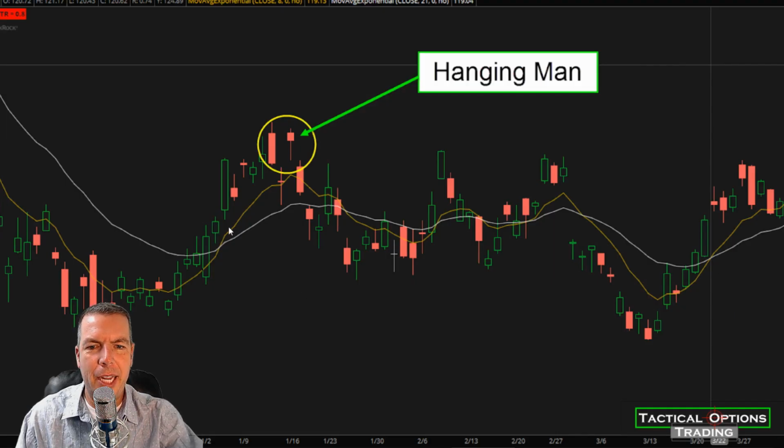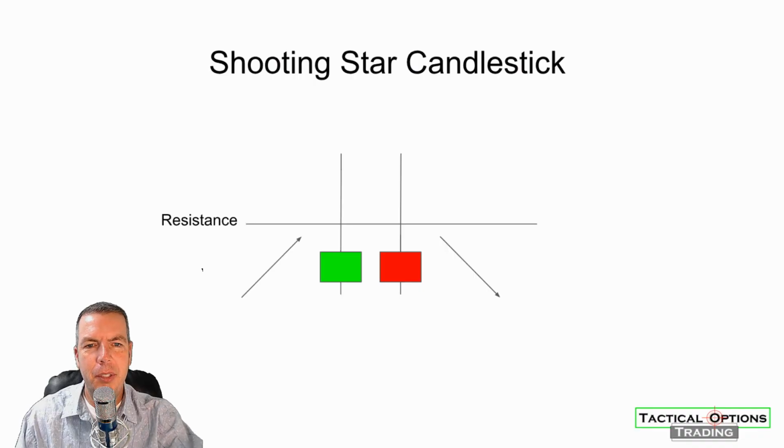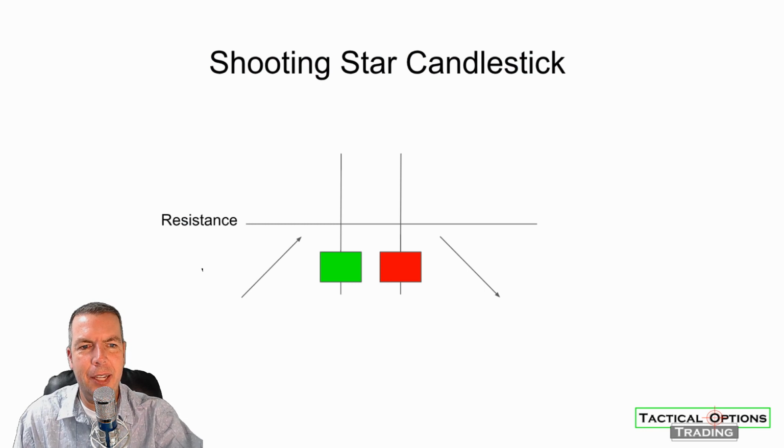So you can see here we got a hanging man. We're coming up into this resistance level, and we come up into that resistance level twice, and we get a hanging man, and we do see that stock start to trade to the downside. Let's take a look at some shooting star candlesticks.